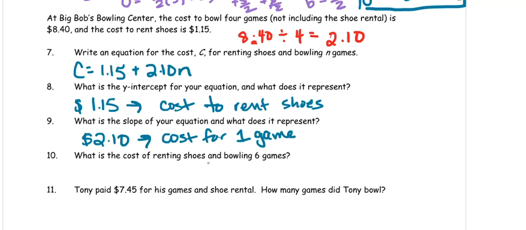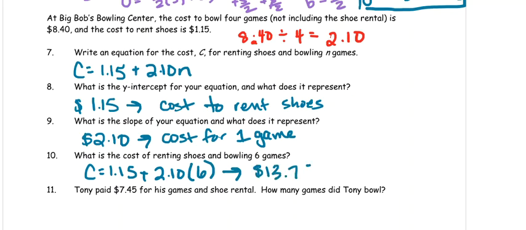What is the cost of renting and bowling 6 games? So C equals 1.15 plus 2.10 times 6. And I'm cheating here, and I'm just going to use a calculator. Plus 12.60, yeah, it's just going to be $13.75. Okay.